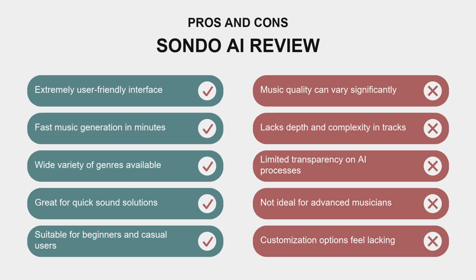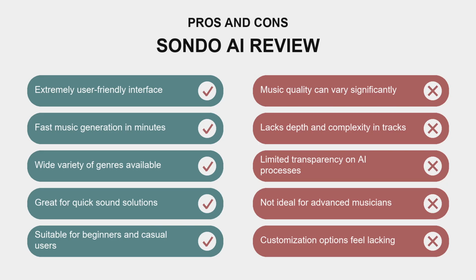Now, let's break down the pros and cons. On the plus side, Sondo AI is incredibly easy to use. If you need quick music for a video or podcast, it delivers fast results. The variety of genres available is also a nice touch, catering to different tastes and needs.